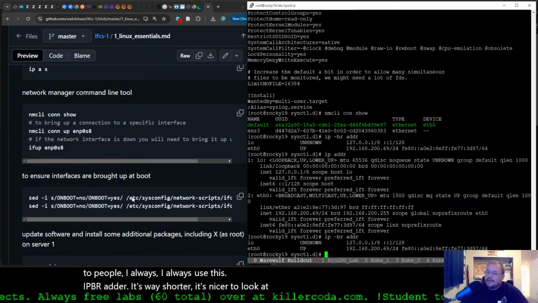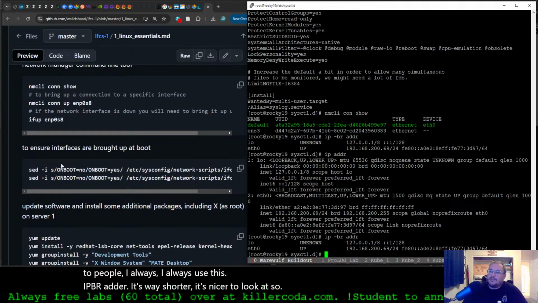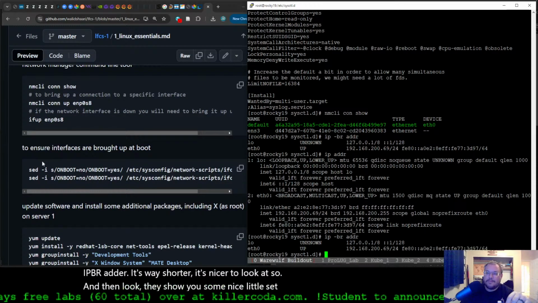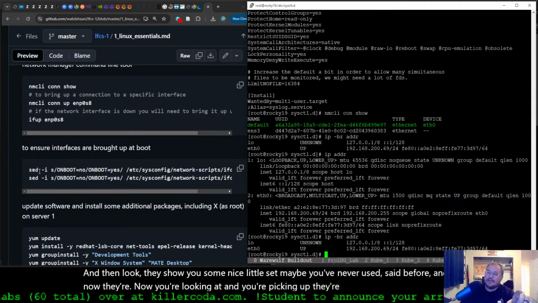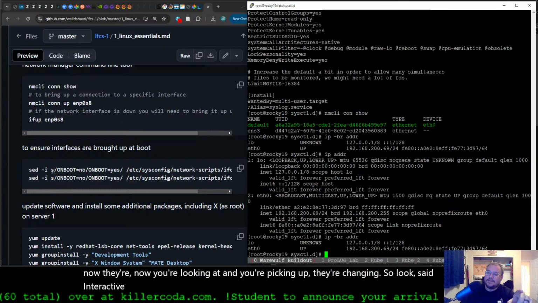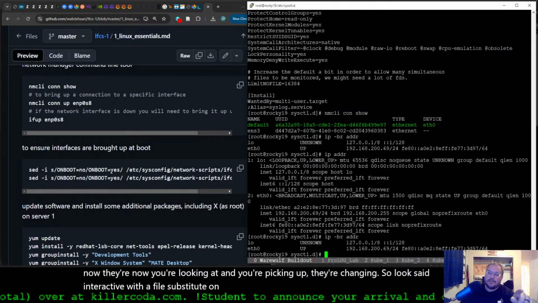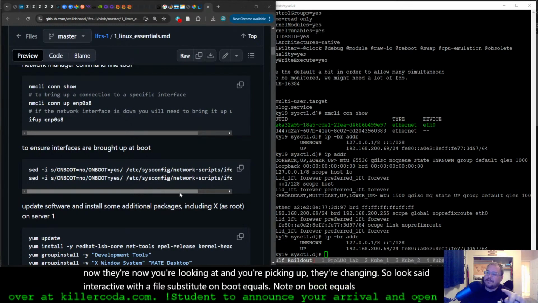And then look, they show you some nice little sed. Maybe you've never used sed before, and now you're looking at it and you're picking it up. So look, sed interactive with a file: substitute ONBOOT=no with ONBOOT=yes on this file.